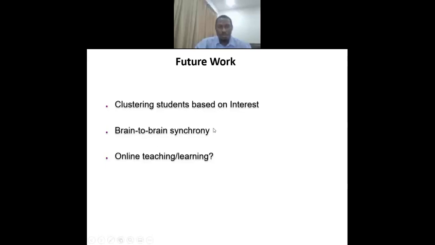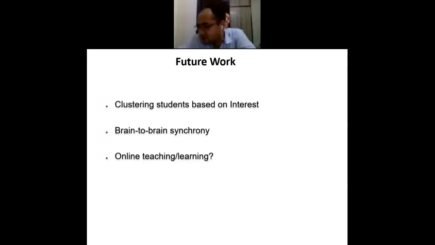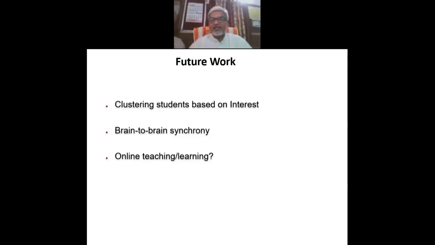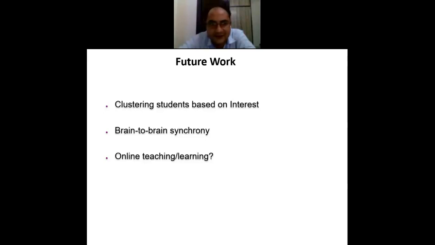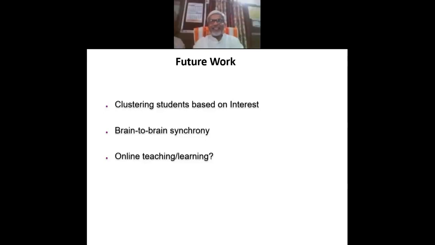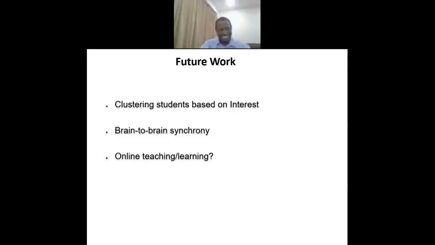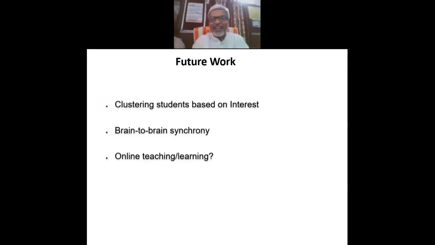Okay. The second point for future work is something called brain-to-brain synchrony. Because now we are talking about learning in a classroom, so there is definitely an impact between the students. This is the first way of looking at brain-to-brain synchrony. That means, if you take a group of students, is there anything happening, any correlations or any ways to look at the brain of all the students? So this is brain-to-brain between students.